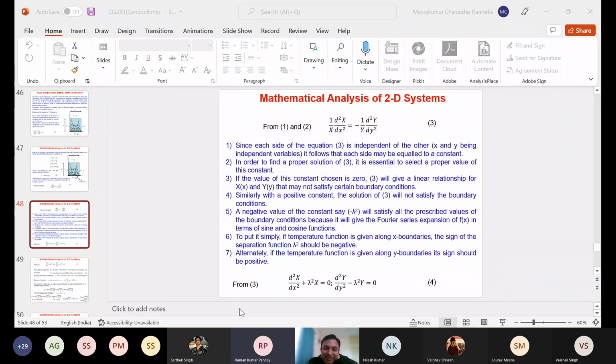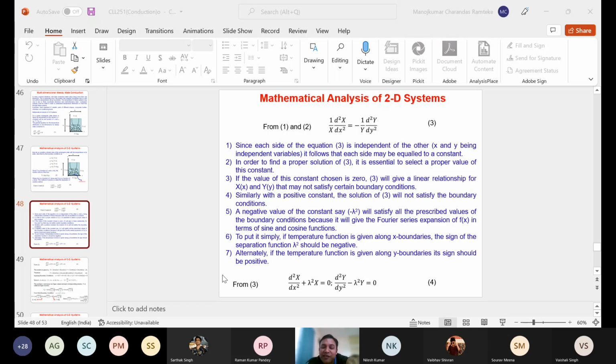So we just want the temperature to be a function of x, so we want the sine and cosine to be in the x direction. That is why we are choosing it like this. And if it had been a function of y, then we would want the sine and cosine to be in the y direction. So we will choose the positive lambda square. Is that the reason? Precisely. We are choosing it on the basis of the temperature function. And only sine and cosine can satisfy any general boundary condition. That is why that specific form is required.